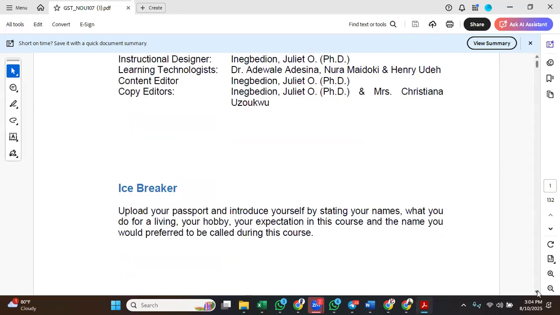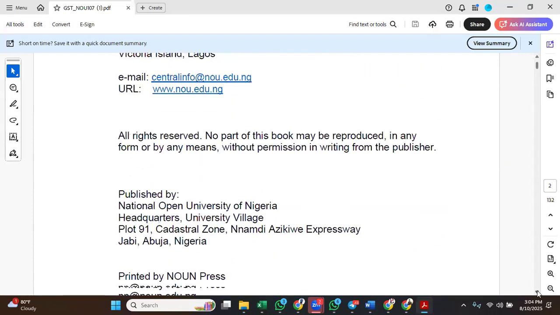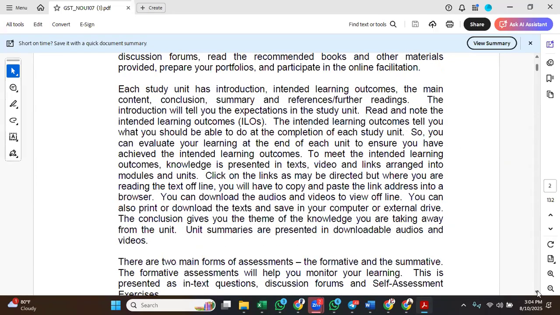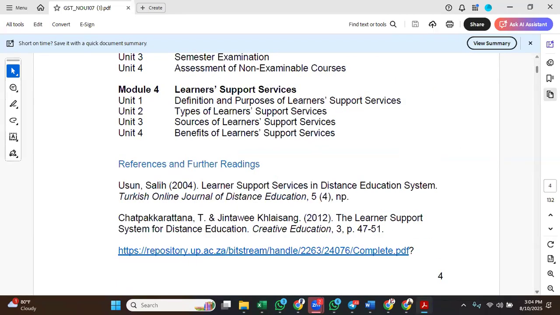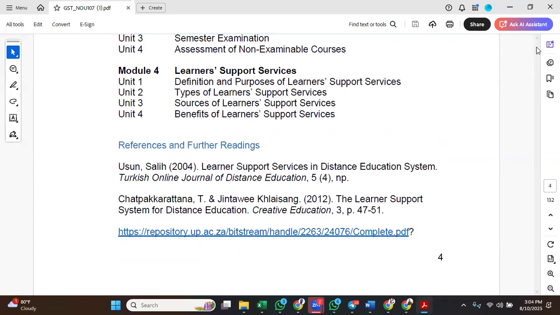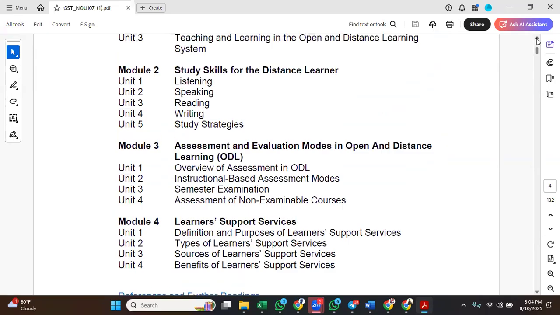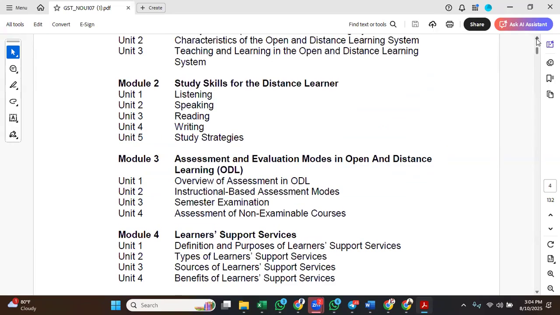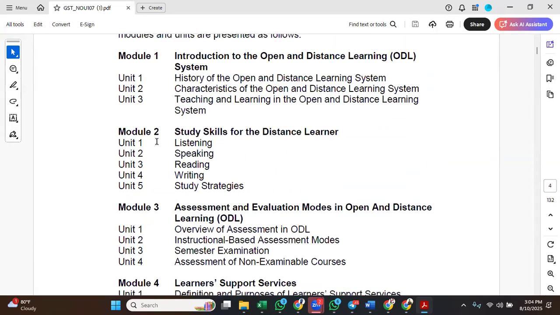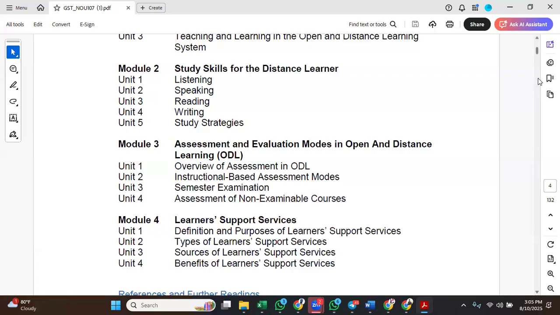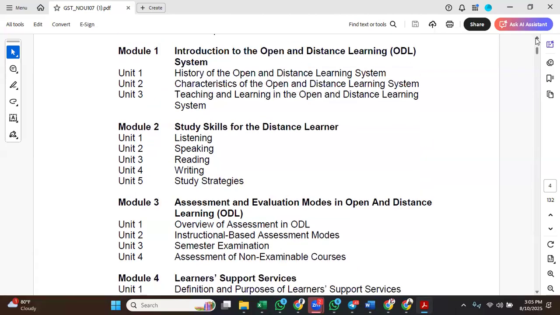The course material is not much, just 132 pages, divided into four study modules. So we have just four modules to study in this material. Module 1 has just 3 units. Module 2, 5 units. Module 3, 4 units. And then Module 4 is 4 units. Let's quickly scan through the modules.